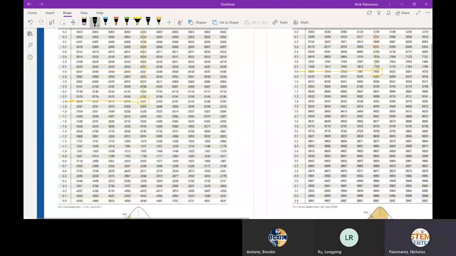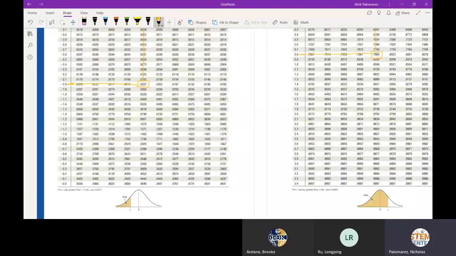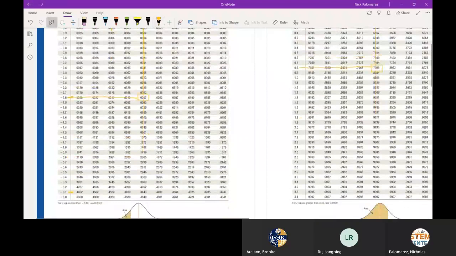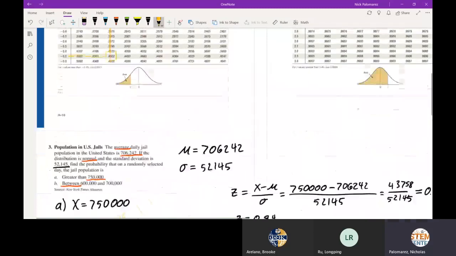We go to the table, negative 0.1 and 0.02. And we get 0.4522 for our second area.